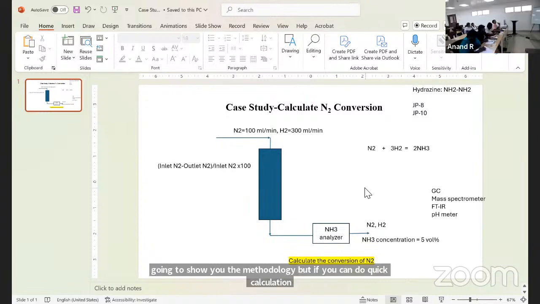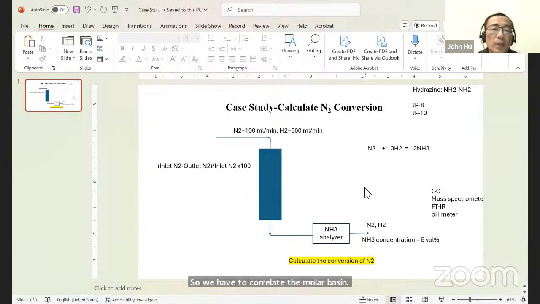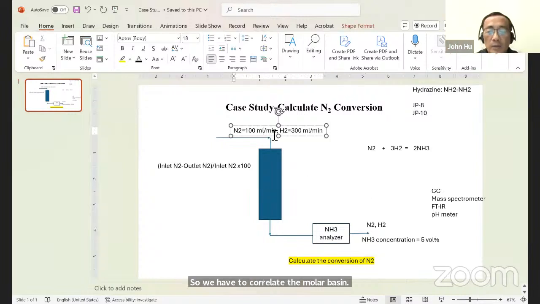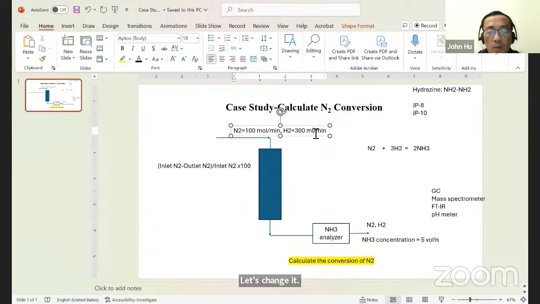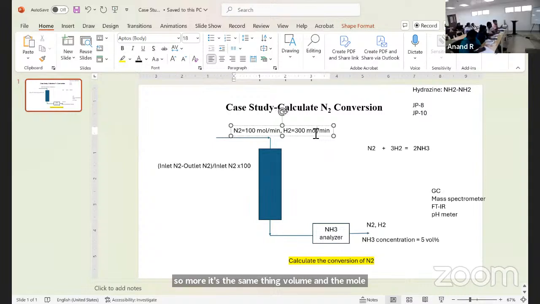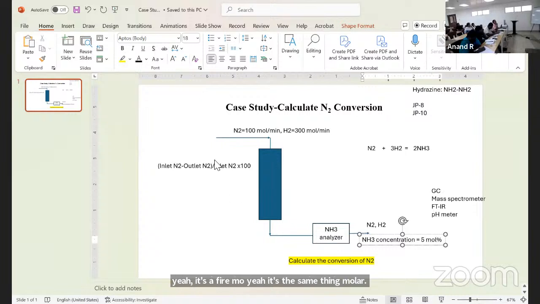Sir, one question. We have to calculate molar basis? It's okay, I'm going to change it. Let's change it. Mole is the same thing. Volume and mole are the same. So the molar is the same, it's 5 mole percent.